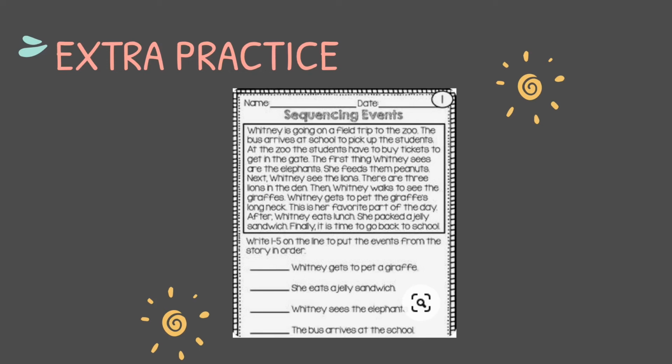The passage says, Whitney is going on a field trip to the zoo. The bus arrives at school to pick up the students. At the zoo, the students have to buy tickets to get in the gate. The first thing Whitney sees are the elephants. She feeds them peanuts. Next, Whitney sees the lions. There are 3 lions in the den.